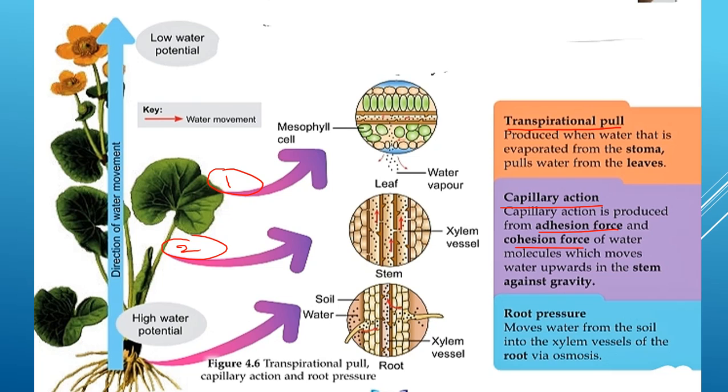Okay. Root pressure adalah di sini. Root pressure moves water from the soil into the xylem vessel of the root via osmosis. Okay, so itu adalah maksud ketiga-tiga ini. So the directions of water movement is from the root to the leaf. Okay.